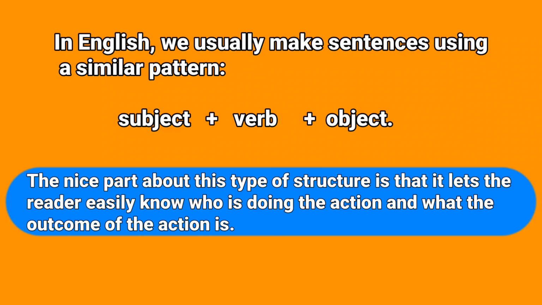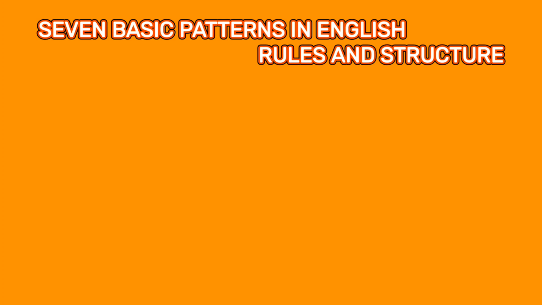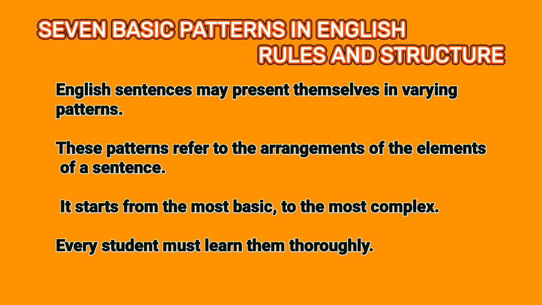Now, let me introduce the topic. There are 7 very important basic patterns in English. English sentences may present themselves in varying patterns. These patterns refer to the arrangements of the elements of a sentence. It starts from the most basic to the most complex. Every student must learn them thoroughly.